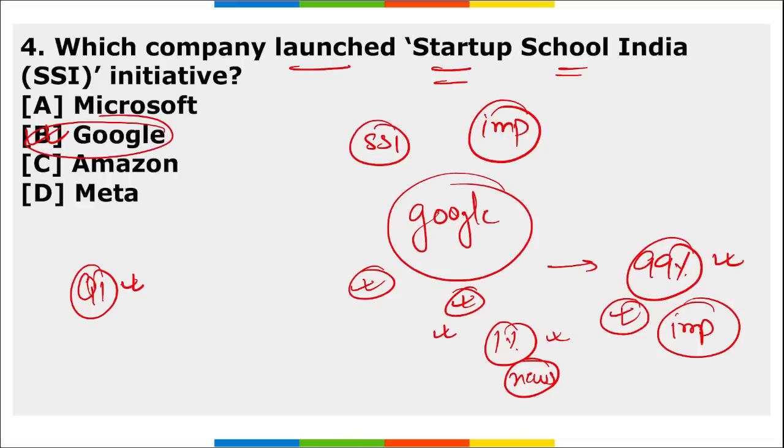Tech major Google has announced the launch of Startup School India, that is SSI, as a part of the Google for Startups initiatives. This is a platform under which Google will bring together investors, entrepreneurs, and programmers, and provide opportunities to startups from small cities to interact and learn from them. Google aims to reach out to at least 10,000 startups with the help of this program.